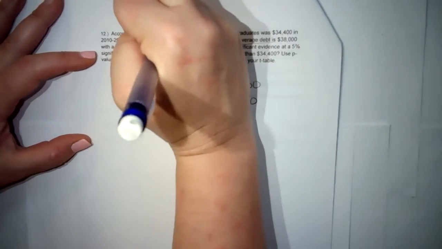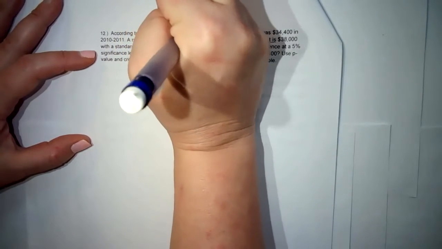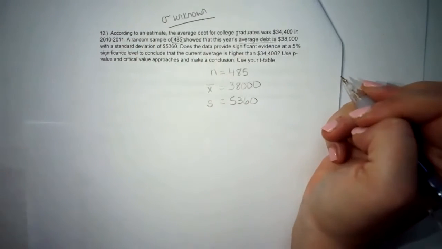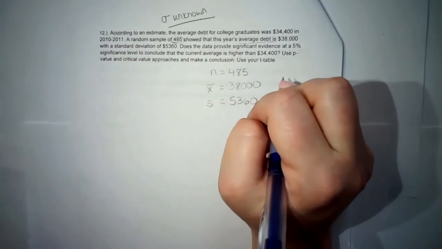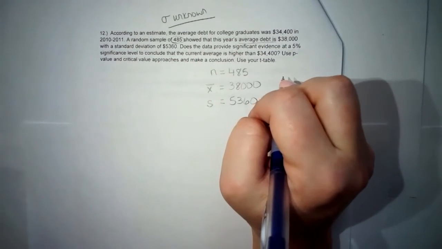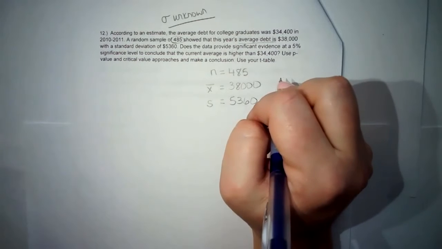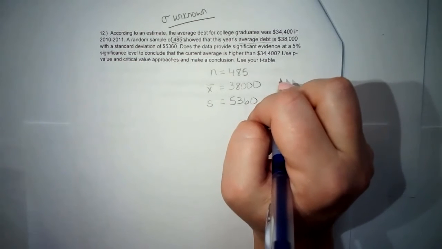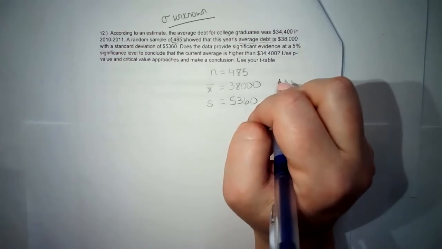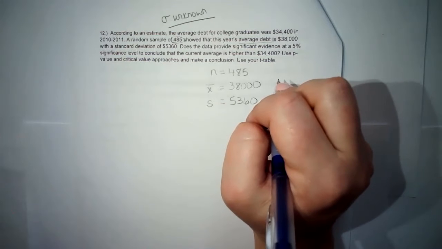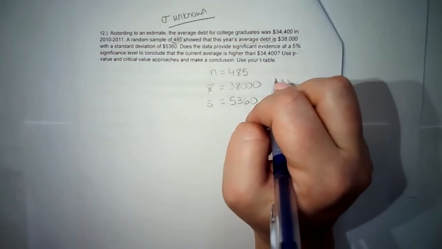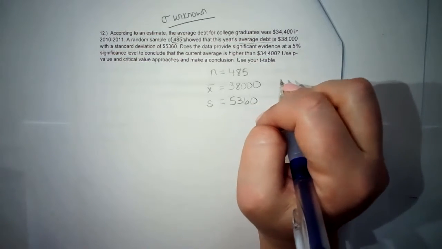S. So this is, again, a sigma unknown. And I just want to make sure you guys see that. The only way it's going to be sigma known is if it actually uses a sigma, or if it actually says population standard deviation. If you don't see that population word, it's the other one, okay?